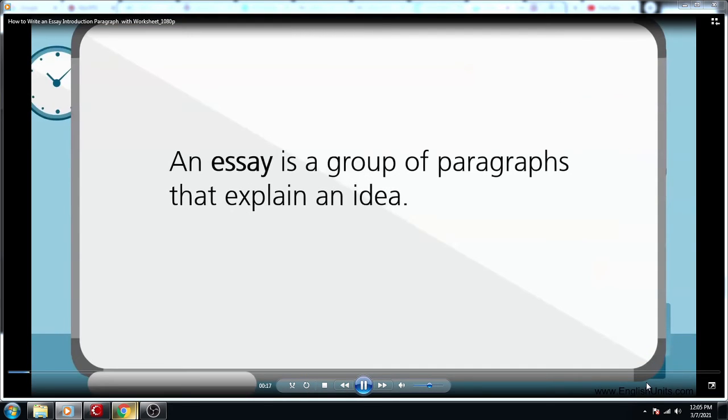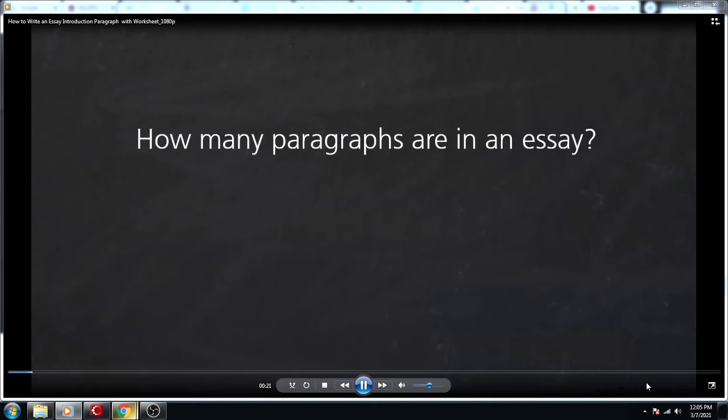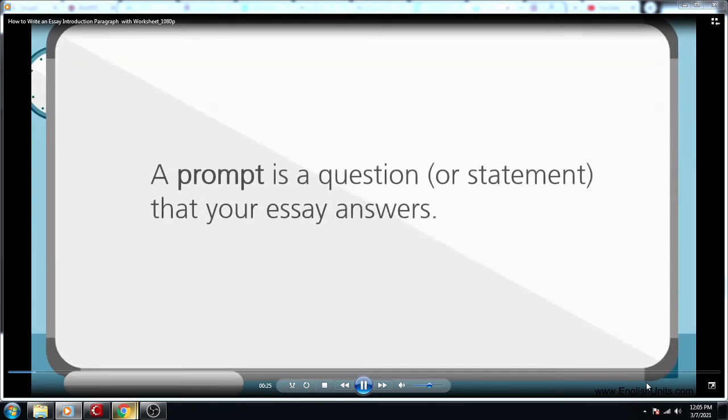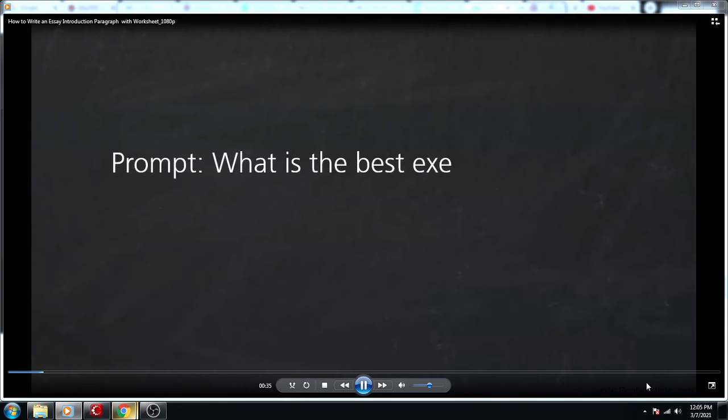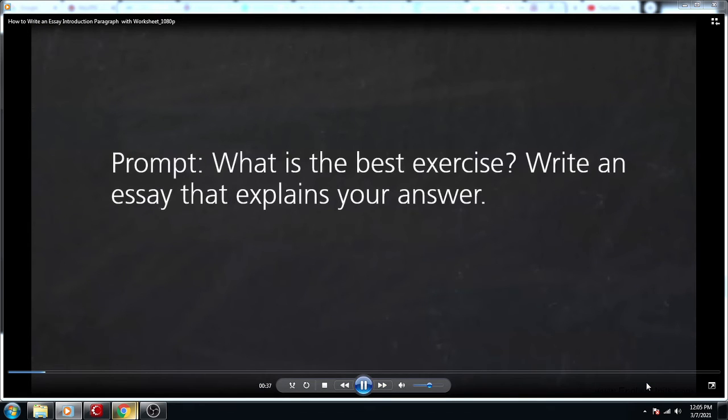An essay is a group of paragraphs that explain an idea. So how many paragraphs are in an essay? 3 to 5 paragraphs. Before the essay, usually, you have a prompt. A prompt is a question or statement that your essay answers. Here's an example. What is the best exercise? Write an essay that explains your answer.